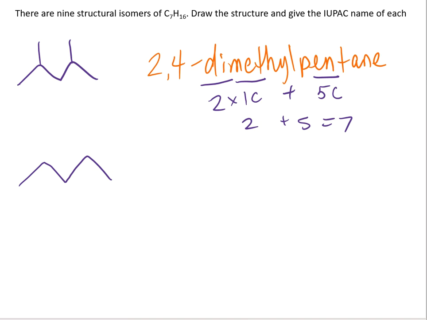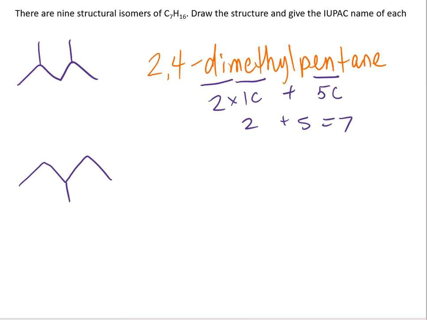I can't say that now I have 2,5, because that extends the parent chain, and now we're actually forming 2-methylhexane. So I can't do that. What if I move this one? All the previous ones were showing that first methyl on carbon 2. Then I put my second on carbon 2. Then I move my second one to carbon 3. Then I move my second one to carbon 4.